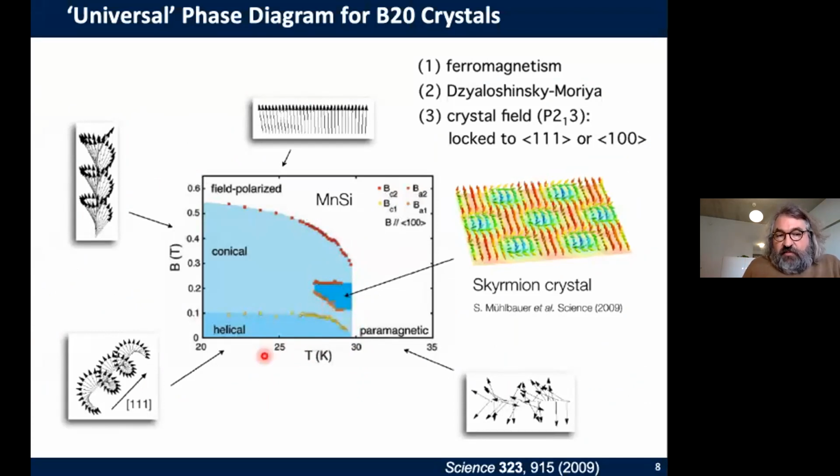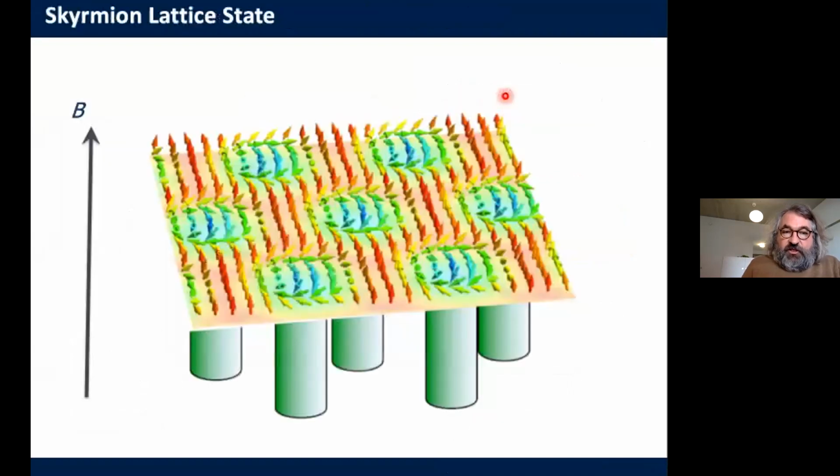Apart from that, at zero field or small fields, you have the helical phase. Above the critical field it transitions into the conical phase, and then finally at a second critical field into the field-polarized state. The energetics of the system is determined first of all by the Heisenberg interaction, followed by the Dzyaloshinskii-Moriya interaction, and finally you will observe crystal field effects that determine the locking of, for instance, the helical state into crystallographic directions.